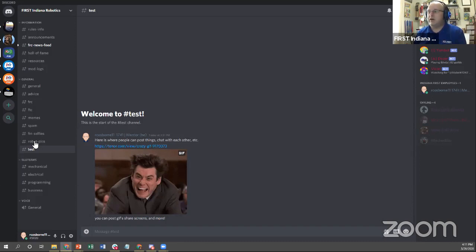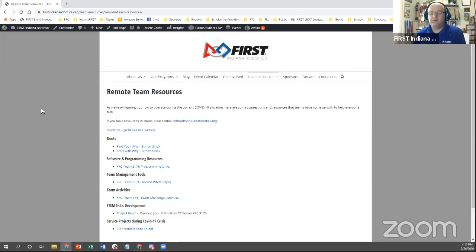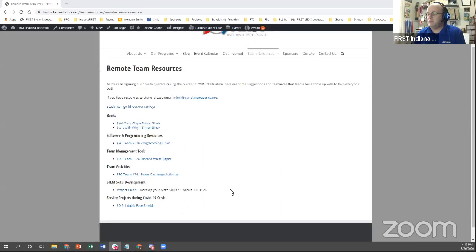I'm going to share now with you the remote resources page. This is where we're currently storing a set of links to different resources that teams are sharing with us. We're asking for all of you, if you've got resources you'd like to share with us, please send them to us. info@indianafirst.org is the email to share those with.